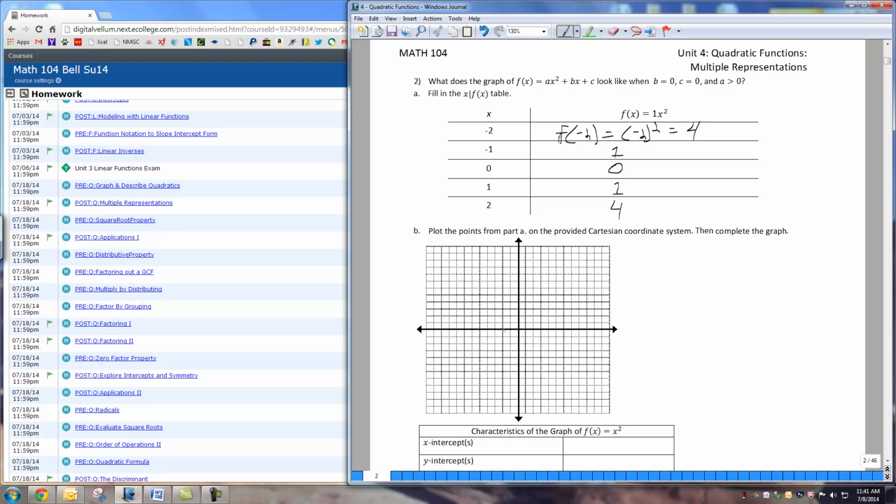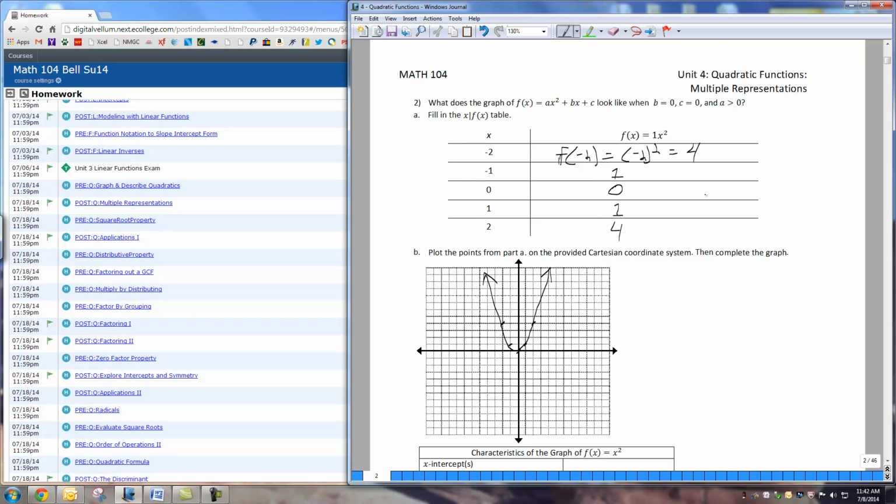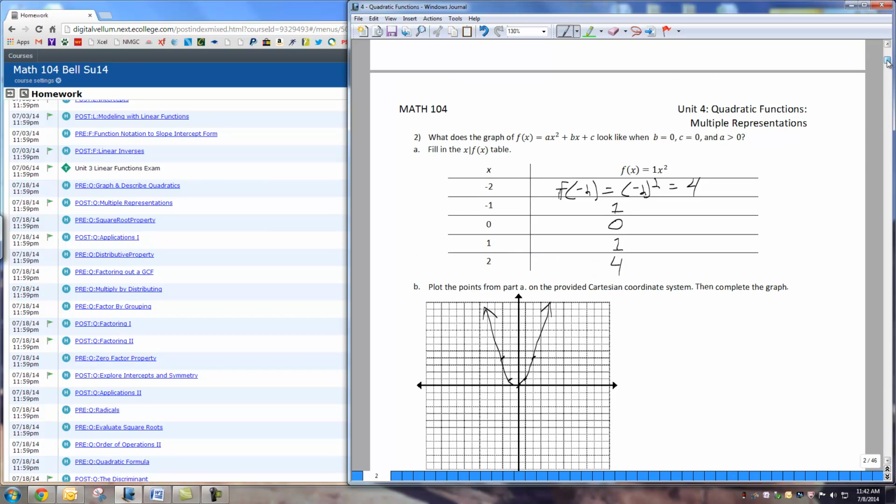So let's plot these points. So we have the points 0, 0, 1, 1, -1, 1, 2, 4, and -2, 4. So the graph looks like this. And down here at the bottom, it is not a hard edge. It is a round kind of edge down here. It doesn't do this type of thing. It does this type of thing, more of a curve. So there is your basic graph, f of x equals x squared.